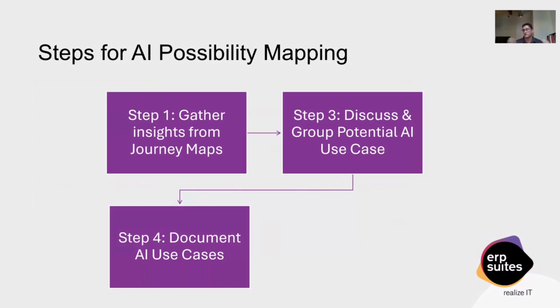So moving forward into the steps of AI possibility mapping. The first, as I mentioned, was the gathering of insights from the journey map. What you're going to get out of those, what do those look like? The second step is discuss and group potential AI use cases. That's very important as well. So if ones are similar, we think of similar solutions out there, we can start to group those together into one singular use case. And then the fourth one is document AI use cases and really start to understand the technology involved with those and start to document them in this brainstorming session.